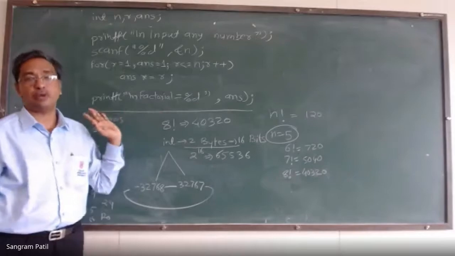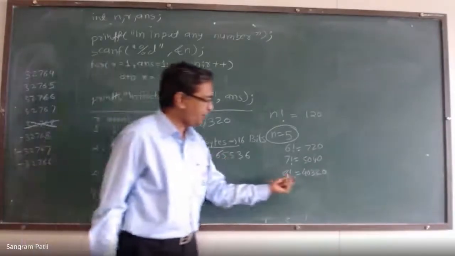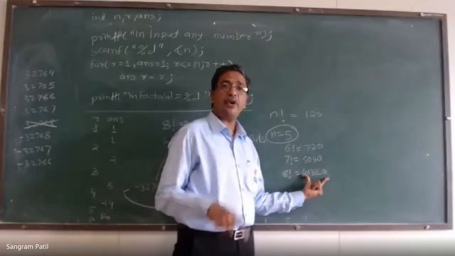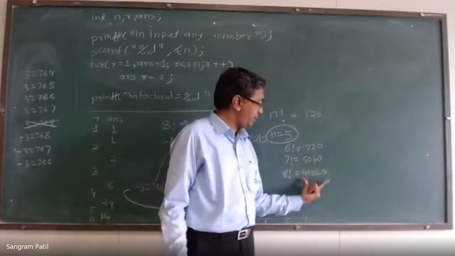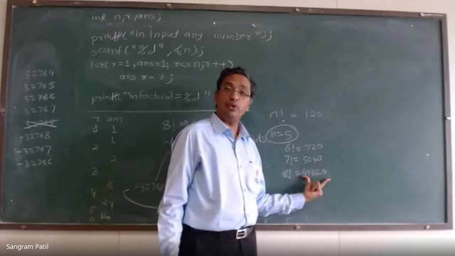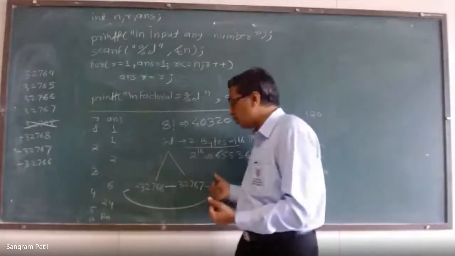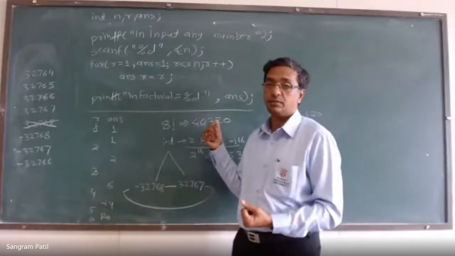So your answer is wrong. It won't give you any error. 8 factorial is 40320. 8 factorial means 7 factorial multiplied by 8. 7 factorial is 5040, multiplied by 8 is 40320. But it goes outside the range, so it will try to keep this value within a range. That's why it gives you a wrong answer.